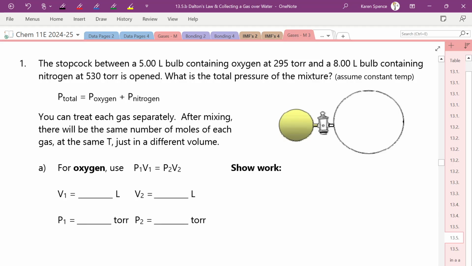We have oxygen and nitrogen, and we have a 5-liter bulb containing O2, and we have an 8-liter bulb containing N2. This one is at 295 torr, which is millimeters mercury, and the 8-liter is at 530 torr. Okay, so let's go through this one.